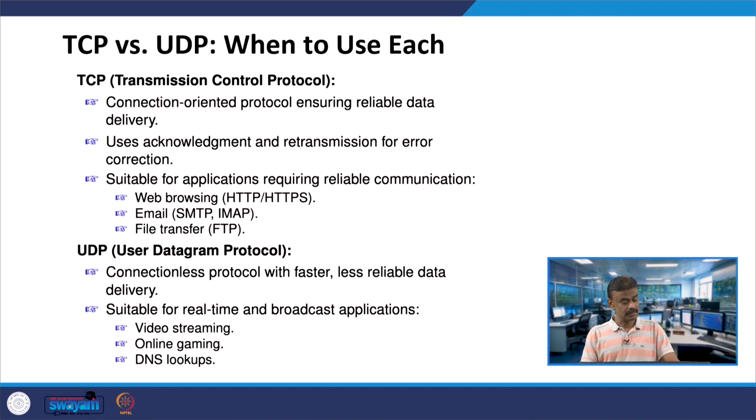The next one is the User Datagram Protocol, used for video streaming, which is very popular nowadays, or online gaming. Many of you play online games, and that is based on the User Datagram Protocol. Similarly, DNS lookups. This is a connectionless protocol where it is very fast but has less reliable data delivery compared to TCP.